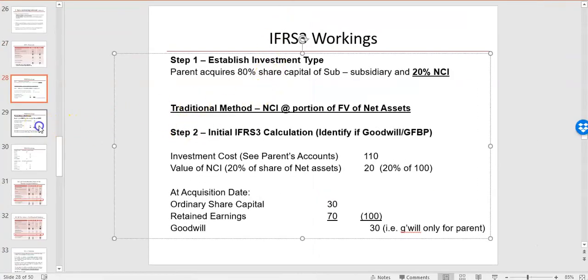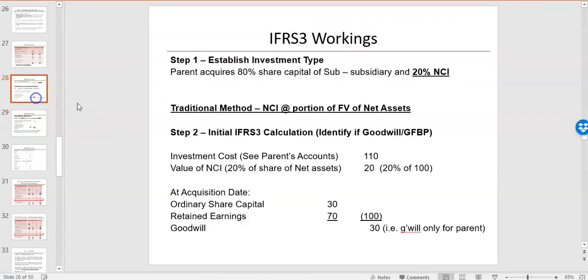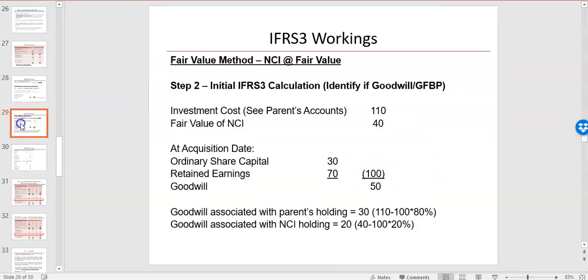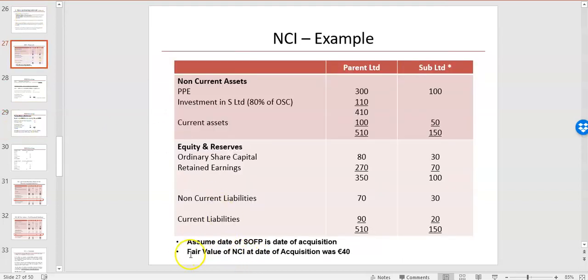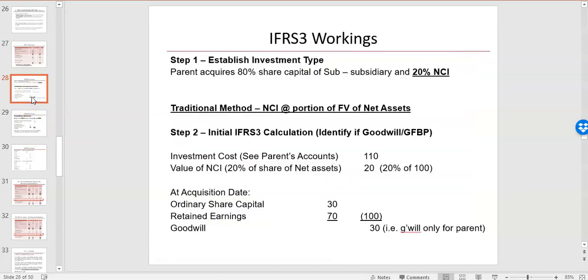Okay, so that's your first one. The fair value method is slightly different. Instead of measuring the NCI at 20, its share of net assets, you ignore that value and you put in 40 instead, which we're told in the question is its fair value, i.e. the commercial market value of a 20% holding in Sublimited. Remember, the book value is what we're looking at here. That's not necessarily the same as the market value.